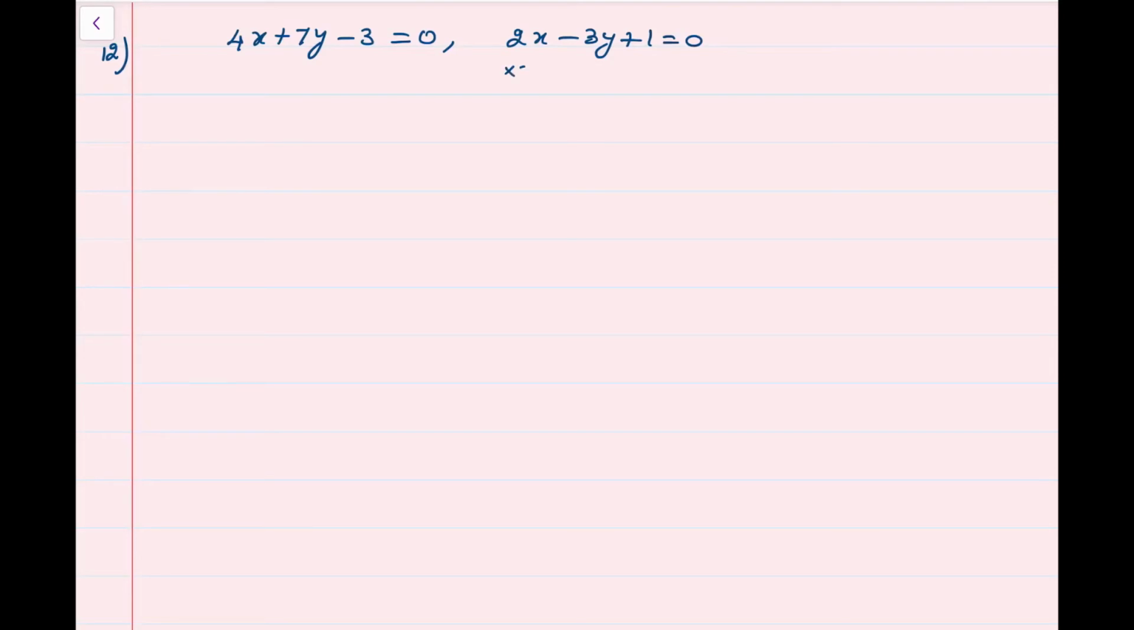Multiply the second equation by 2. 4x - 6y + 2 = 0. We will change the sign. These two are getting cancelled. 7 plus 6 is 13y minus 5 is 0. Therefore, the y coordinate is 5 divided by 13.